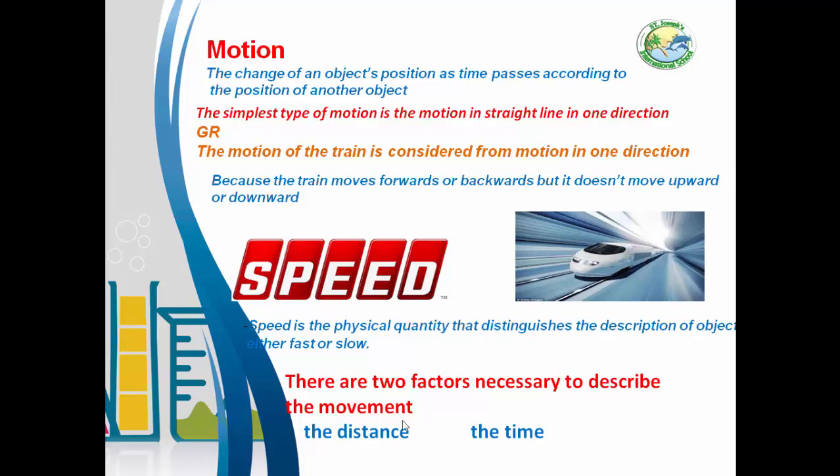So we can describe motion by using two factors, which are the distance covered by the moving object and the time taken by the moving body to cover this distance. Distance and time are the two factors that are necessary for description of motion.